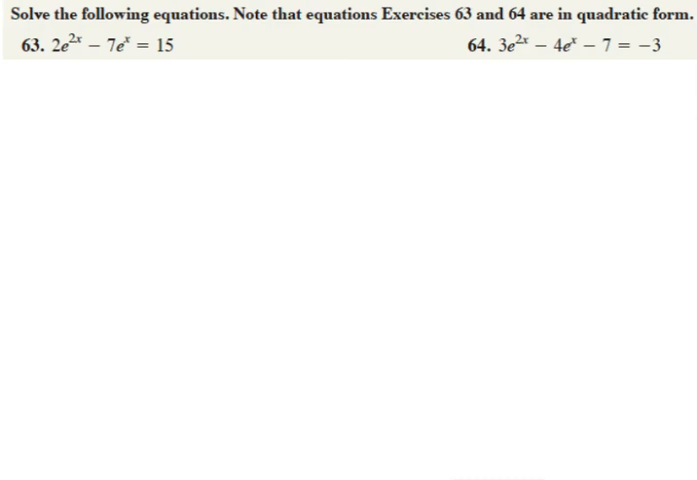We're going to do 64. 63 is your homework, but it's very, very similar. What's our hint? Note that the equations in exercise 63 and 64 are in quadratic form. What does that mean? It means we could use the quadratic equation, or we might even be able to factor it. Okay? So here's going to be the hint. You guys can do 63, but just follow along with what I'm trying to do on 64 here.